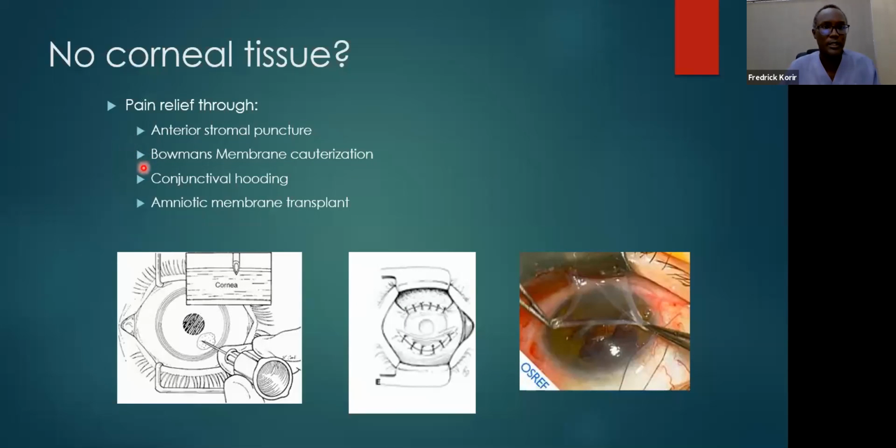So anterior stromal puncture, basically you peel the cornea and just make a few stromal punctures, just on the anterior stroma. Make little punctures; you can do this on the slit lamp.